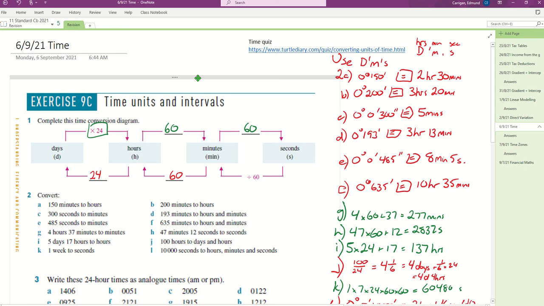Hello, Year 11. I have done the answers for exercise 9C, just quickly going through them.